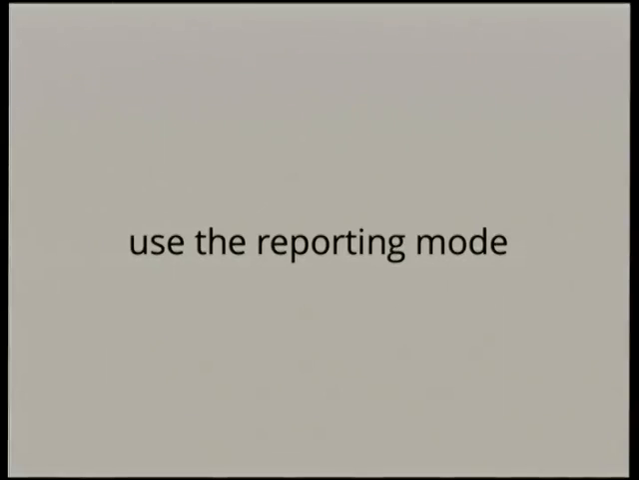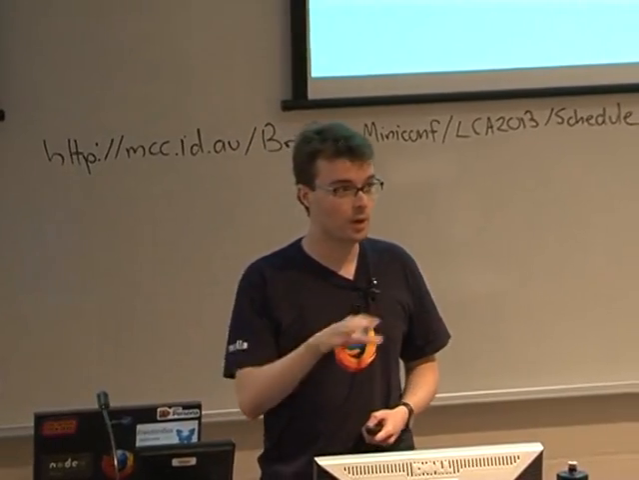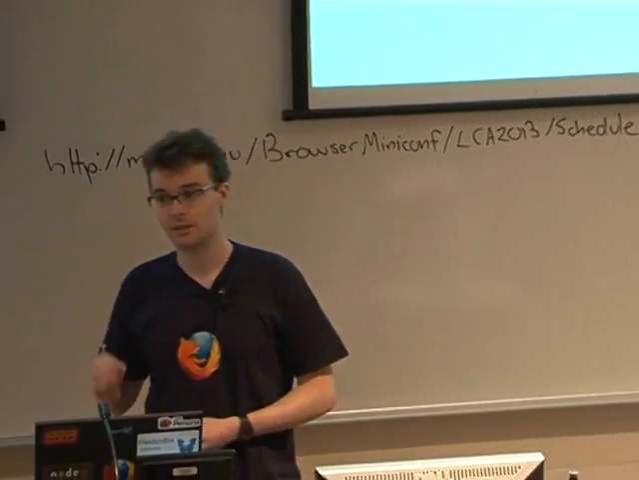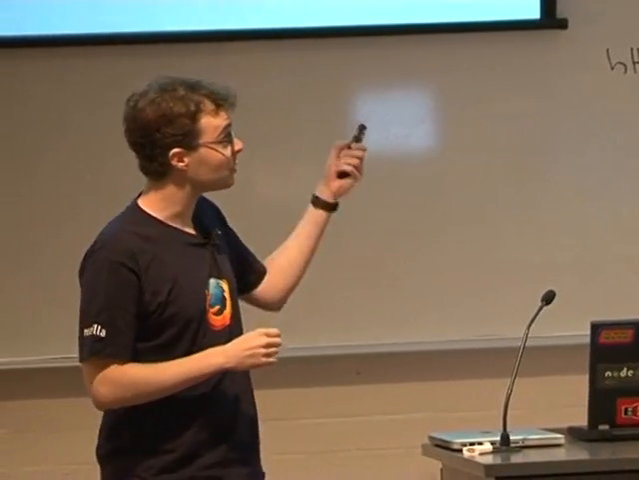There's another interesting thing that's in the spec, which is the reporting mode. Reporting mode works like this. You change the name of the header that you output to Content-Security-Policy-Report-Only, and then you add in this report URI. What that does is that the browser will parse your policy and will execute it, but instead of blocking content that should be blocked, it will send a report to that URL that you specify there.